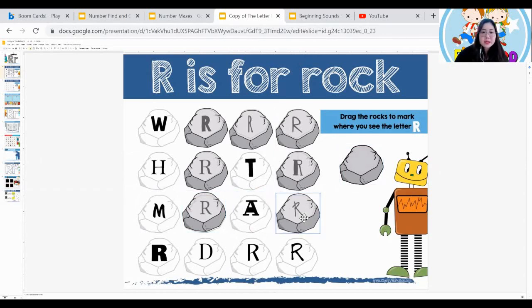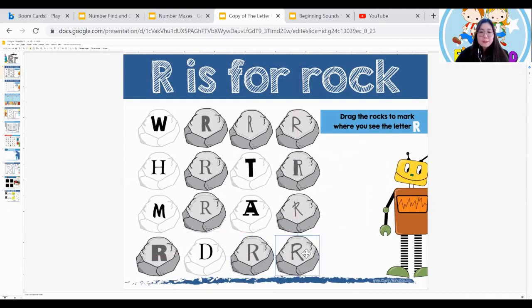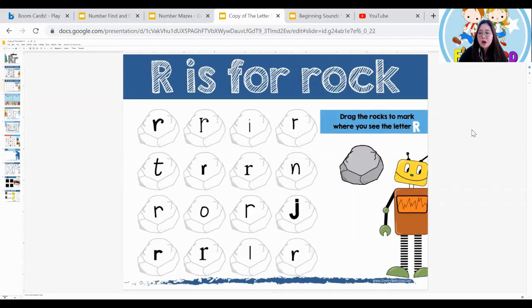This is the capital letter R? Yes, it is. How about this one, capital letter R? Yup. This is the capital letter R? No, it's a lowercase letter R. How about this one, capital letter R? Yes. This one is the capital letter R? Another yes. So we're all done with looking for our capital letter R's. Let's go to lowercase letter R.